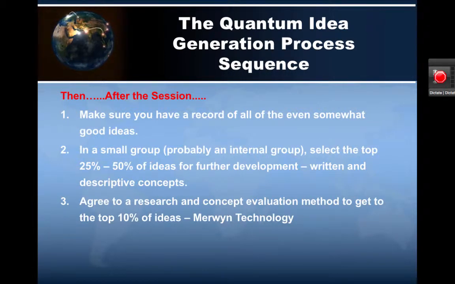Okay. Then after the session, you want to make sure you have a record of all of the good and even somewhat good ideas. In a small group after the session, probably just an internal group, you want to select the top 25 to 50% of ideas for further development, which really means taking sketchy ideas and writing them out in more descriptive concepts. And then when you've got that, you want to agree on a research and concept evaluation method to get the top 10% of ideas evaluated. And we typically use Merwin technology for that purpose. And that's been covered in some of the earlier episodes in this podcast, but I'll be diving deep into that again in further how-to sessions.